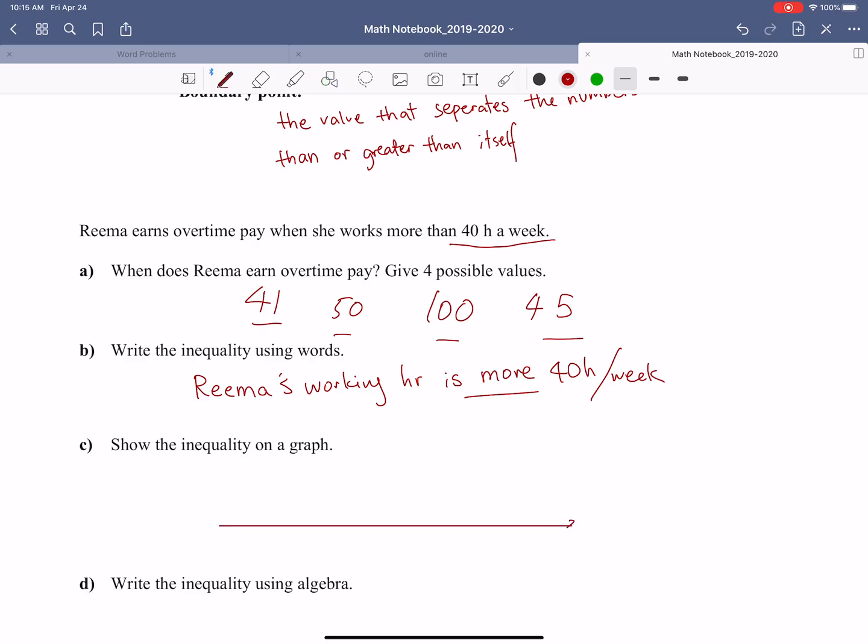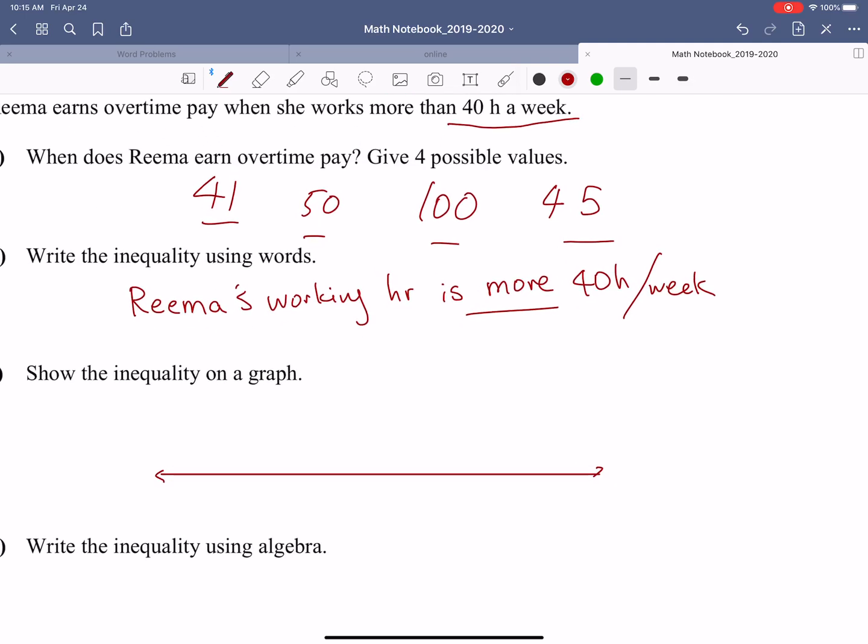Okay, so you're going to deal with number lines a lot, okay? So let's say you don't have to start with 0, because this is only 41 there. You don't have to actually, you just represent a section of the number line. What you can do is 40 here, 30 here, and 50 here, for example. And then how do you represent this? You want to represent Rima's working hours as more than 40 hours a week.